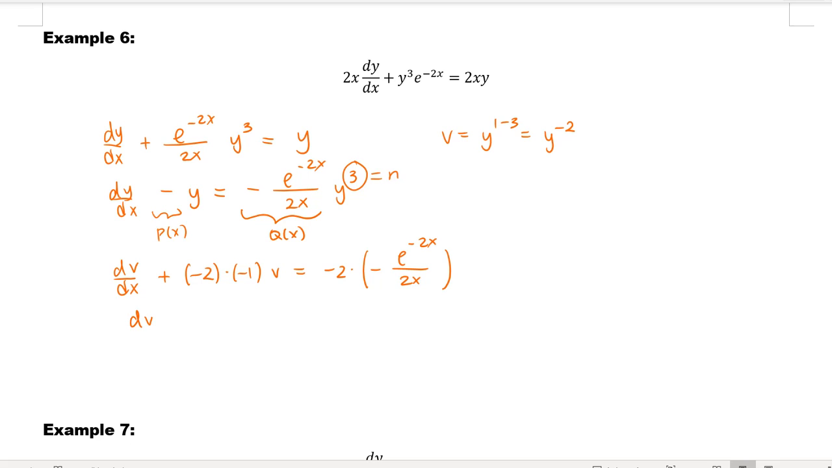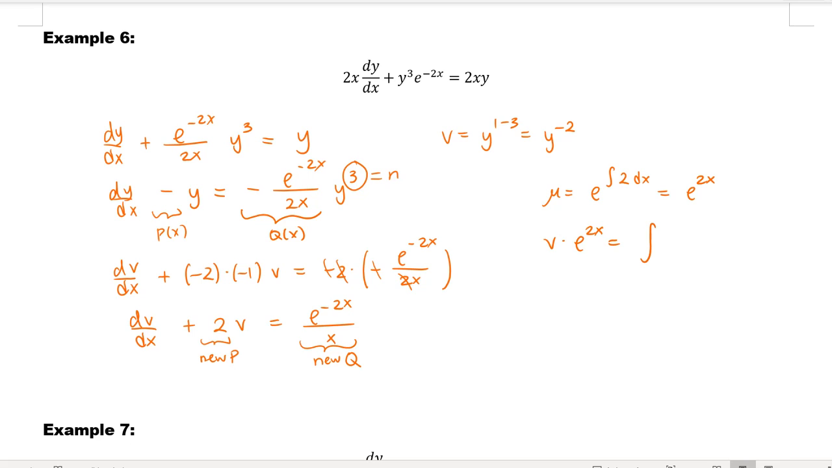Okay, so this is dv/dx plus 2v equals 2 cancel, minus cancel, e to the minus 2x over x. Now this is our new p, and this is our new q. So the integrating factor is e to the integral of 2 dx, which is e to the 2x. Then v times the integrating factor equals the integral of the integrating factor times q.